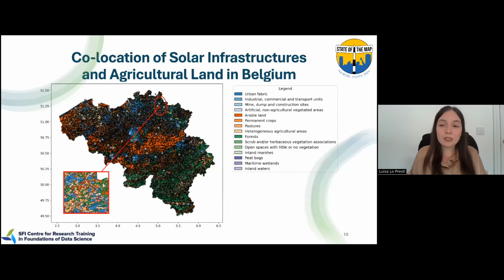Here, I present to you a map similar to the one that we saw before, but focusing on solar infrastructures and solar farms in Belgium. On the zoom area, you can see how, despite the highly fragmented nature of the territory, some solar farms are actually located in close proximity or on top of heterogeneous agricultural areas, represented here in light purple. And therefore, it may give rise to the opportunities that we mentioned before concerning agrivoltaics.